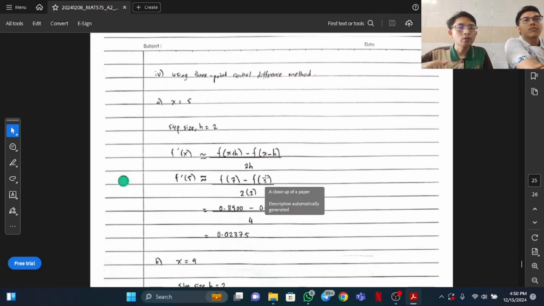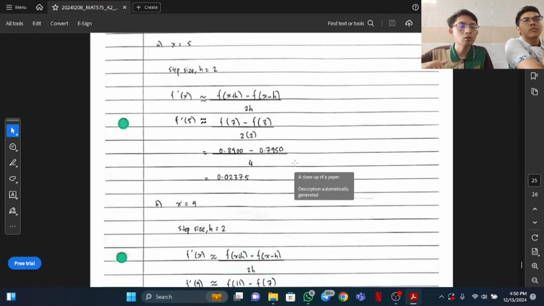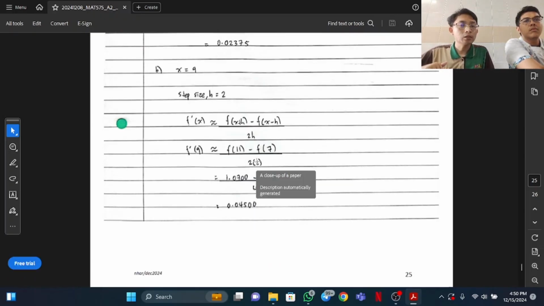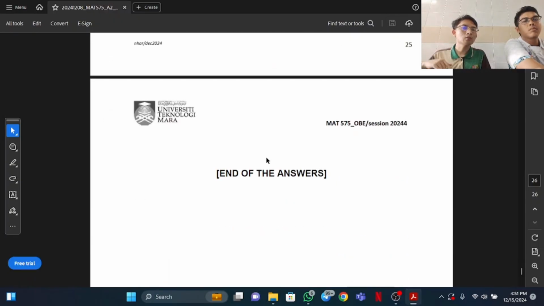This is the last question for this part. This question is to solve using the 3-point central difference method. The same value, x equal to 5, step size h equal to 2, but a different formula. For this case, the formula is f(x plus h) minus f(x minus h) divided by 2h. So we substitute all the values given. And the last answer for x equal to 5 is 0.02375. As for part b, when x equal to 9, we substitute all the values and we got the last answer of 0.04500.